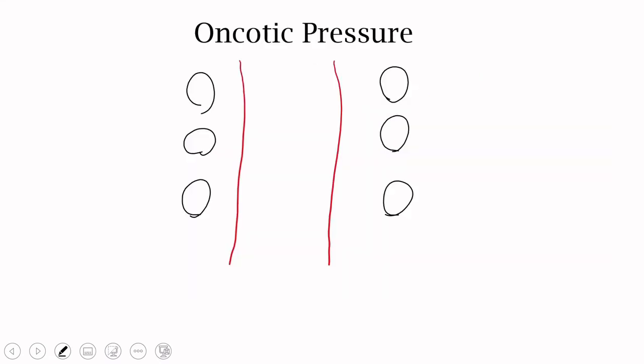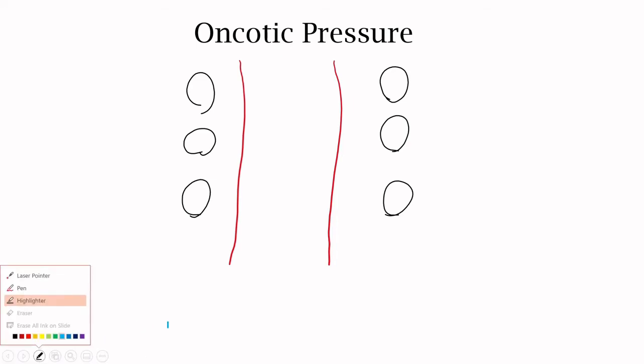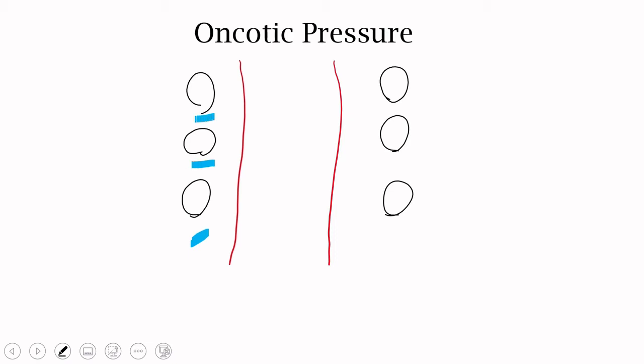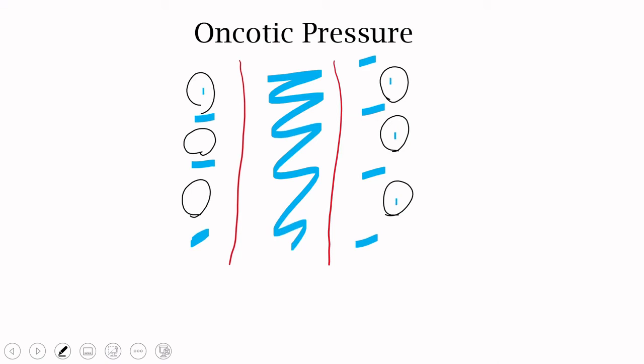Okay, so now let's talk about that pressure that's pulling that fluid back in, oncotic pressure. What creates that pressure? We still have the fluid, like we always do: some interstitial fluid, some intravascular fluid. But what actually creates oncotic pressure are proteins. The biggest and most significant protein is called albumin. We have all this albumin in our vascular space, or in our capillaries. There is also some albumin in the interstitial space, but they are not as big and not as many.